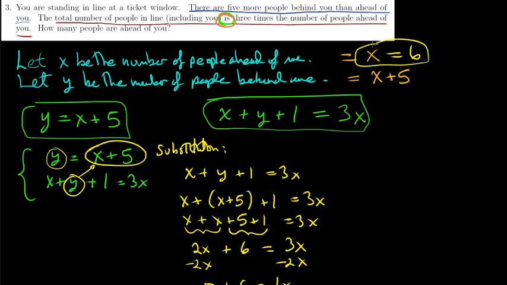The answer is 6. So I was right the second time. That was a guess, but you know. And the number of people behind you, of course, will be 6 plus 5, which is 11.